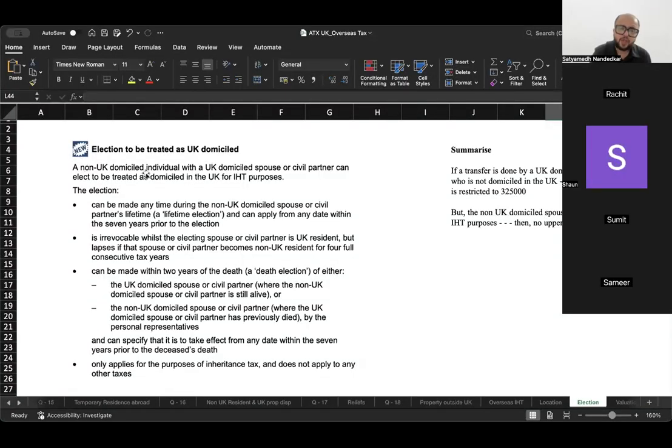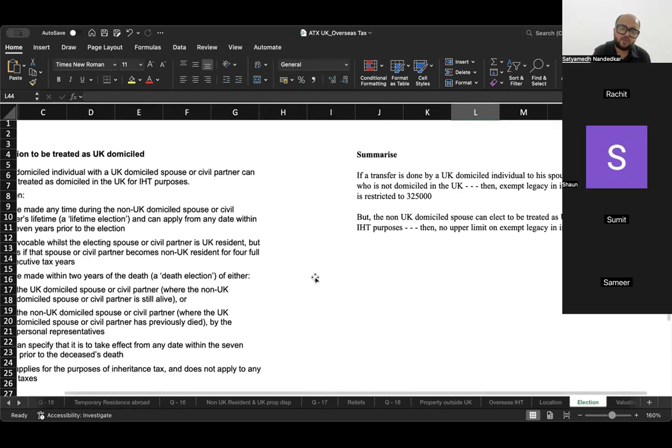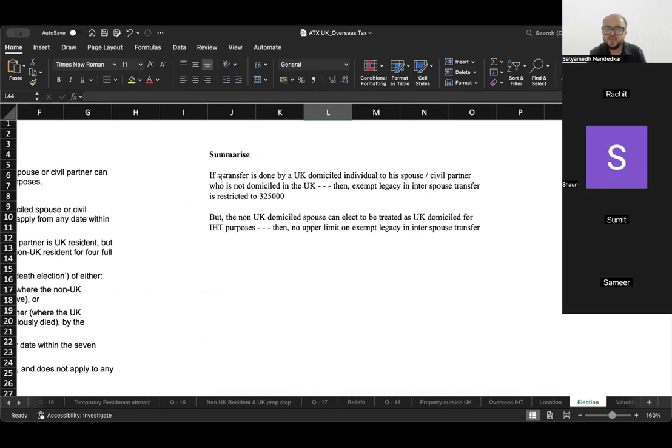Let's understand. A non-UK domiciled individual with a UK domiciled spouse or civil partner can elect to be treated as domiciled in the UK for IHT purposes. ठीक है. If a transfer is done by a UK domiciled individual to his or her spouse or civil partner who is not domiciled in the UK, then exempt legacy in inter-spouse transfer is restricted to 3,25,000. But the non-UK domiciled spouse can elect to be treated as UK domicile for IHT purposes. In that case, there is no upper limit on the exempt legacy. ठीक है. There is no upper limit on the exempt legacy.